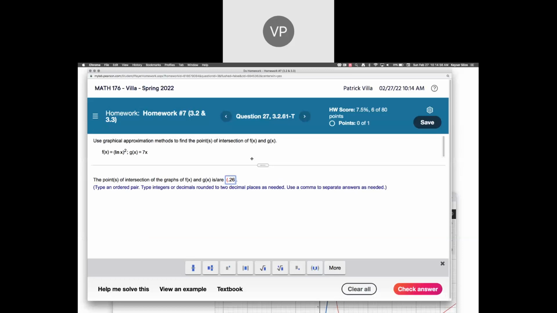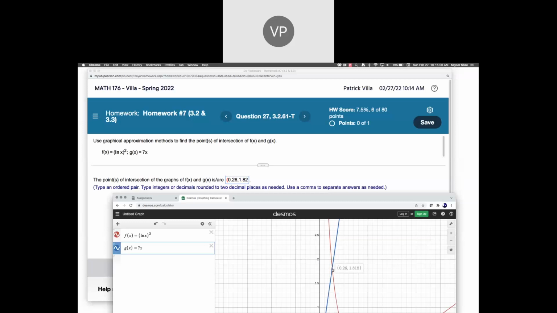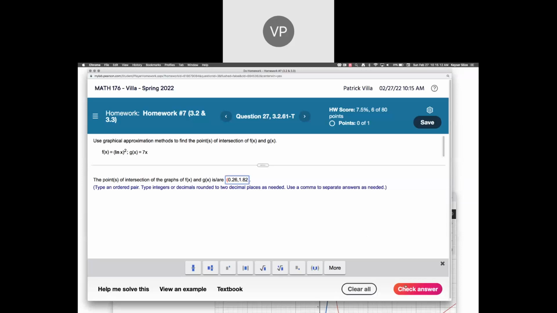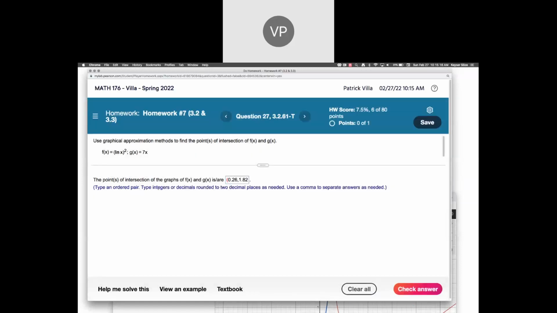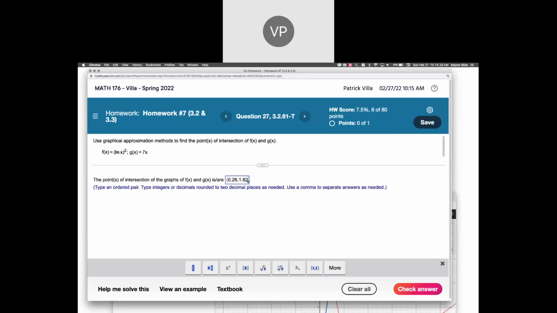Round it to 2 decimal places. So 0.26, you don't have to put the 0, I just like to do that, 1.82. Because remember, we're going to round this to 2 decimal places, so that hundredths place, that 1.81 becomes a 1.82. And hopefully good. Oh, what did they say? They don't like this one. Ordered pair, decimals rounded to 2 decimal places, use the comma. Oh, I forgot to close my parenthesis.